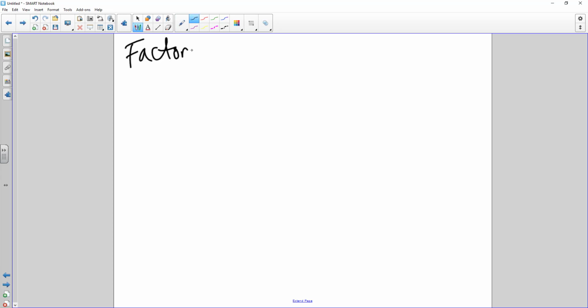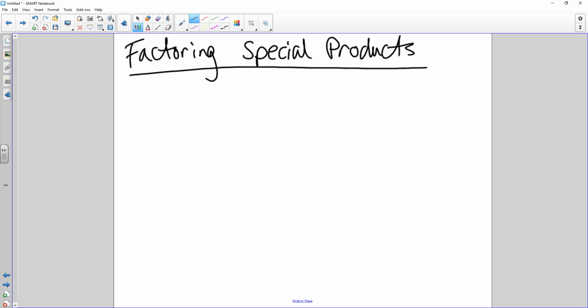Factoring special products has to do with certain polynomials that are only two terms that can be broken down into two different factors. So the first one we're going to do is called difference of squares.